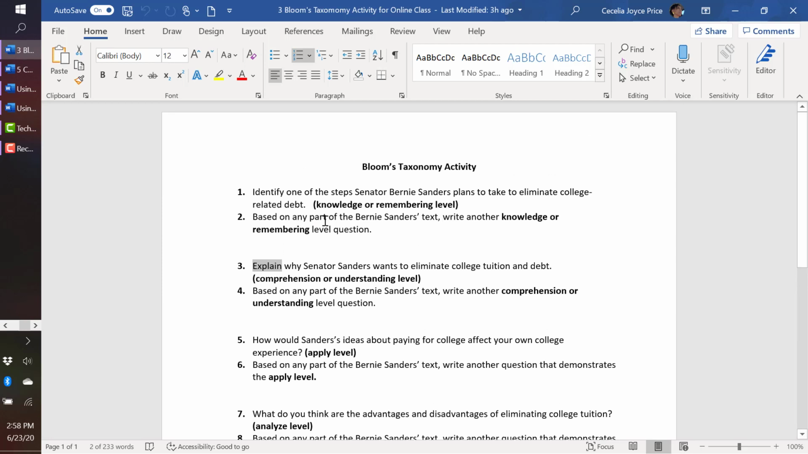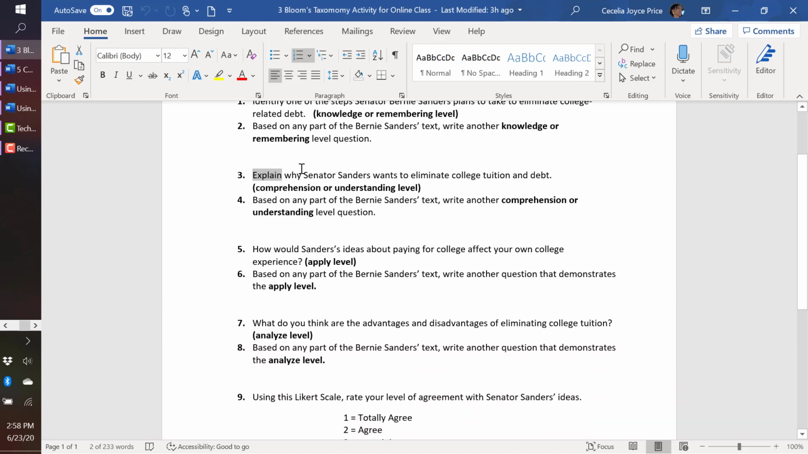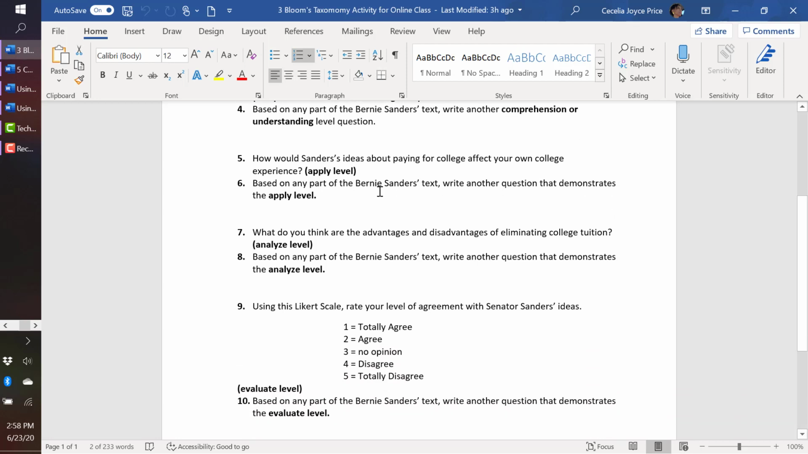Okay, so we just did the first level of thinking, which is knowledge and remembering. We identified something. We just simply repeated what we saw written down. We just went through the second level, which is comprehension and understanding. Now this time we're asked to explain it, put it in our own words. We've reached the second level. Let's move on to the third.